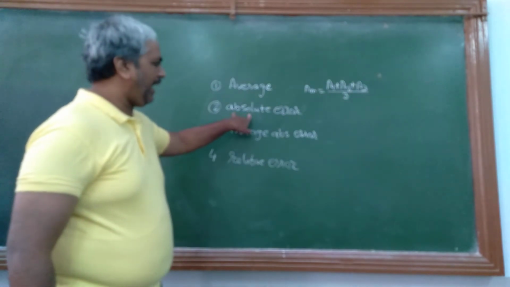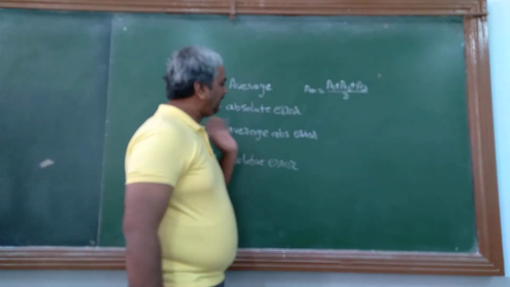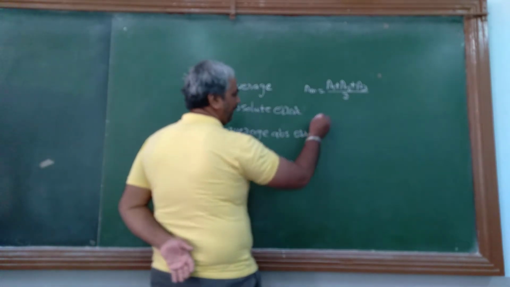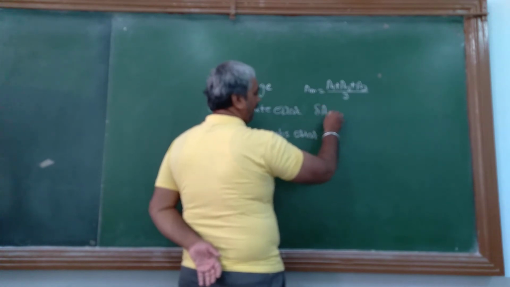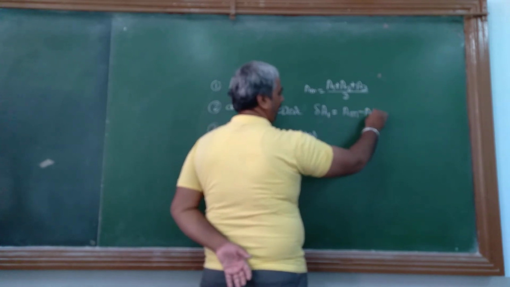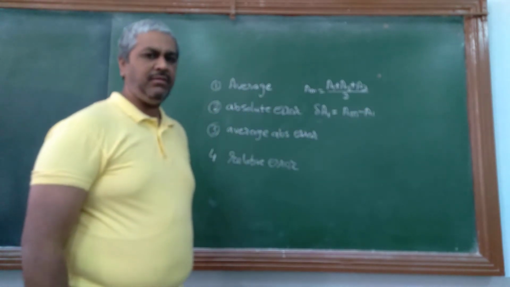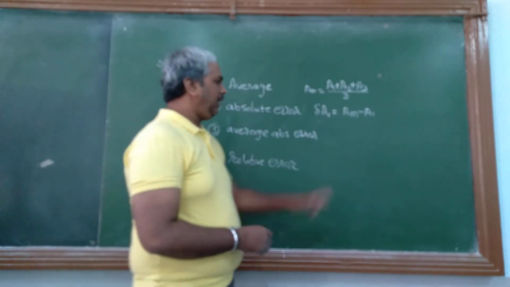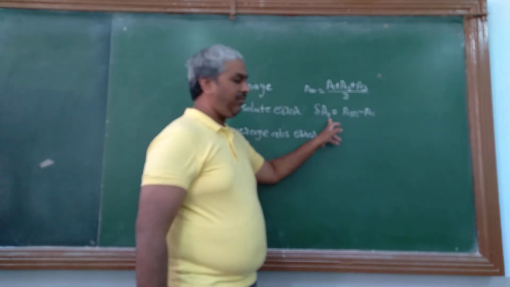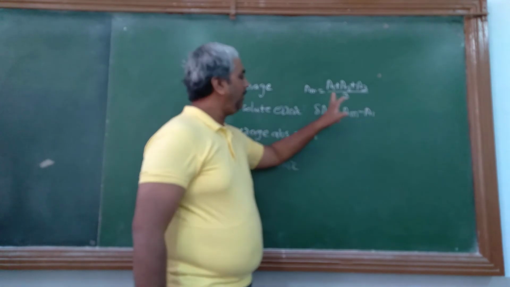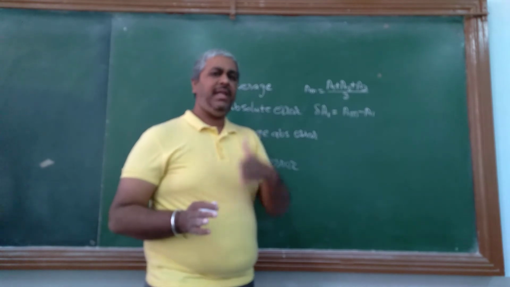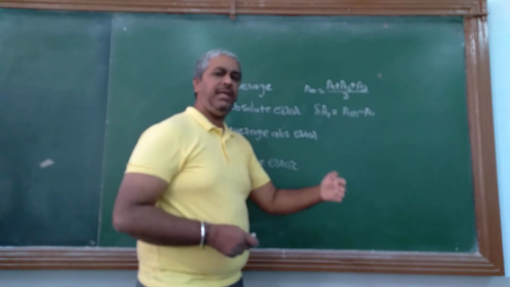Now second is to find out the absolute error. Absolute error is the difference between the average reading and the actual reading. For example, say delta A1 is nothing but AM minus A1. Similarly, delta A2 would be AM minus A2. Delta A3 would be AM minus A3. Okay, so we can find out absolute error. Absolute error is the difference between the average reading and the actual reading. The actual reading is the individual readings.